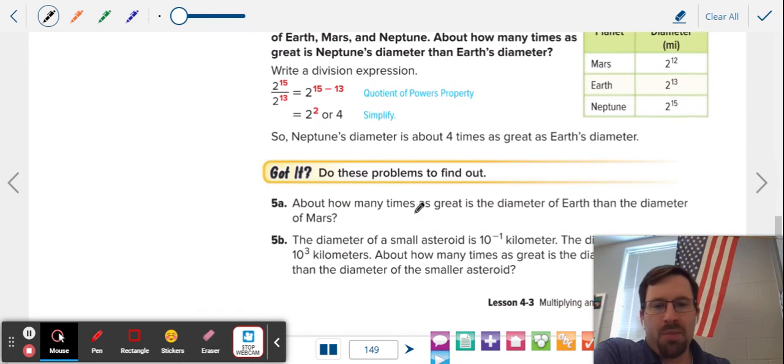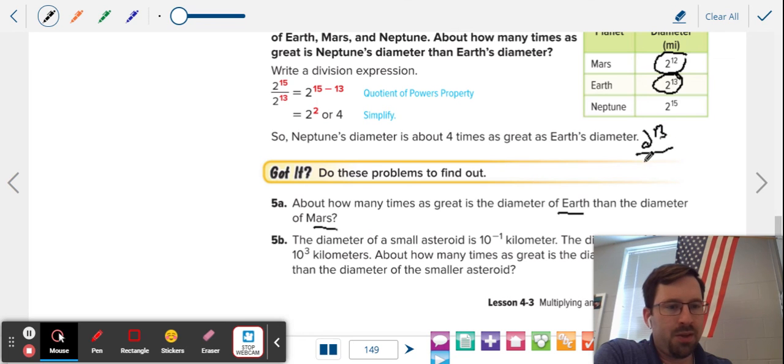All right, word problem. How many times as great is the diameter of Earth than the diameter of Mars? So let's take a look. Earth is 2 to the 13th. How many times greater? So basically, you're going to divide them. 2 to the 13th. To figure out how much greater something is, you just divide. 13 minus 12 is 1. It is 2 times bigger.